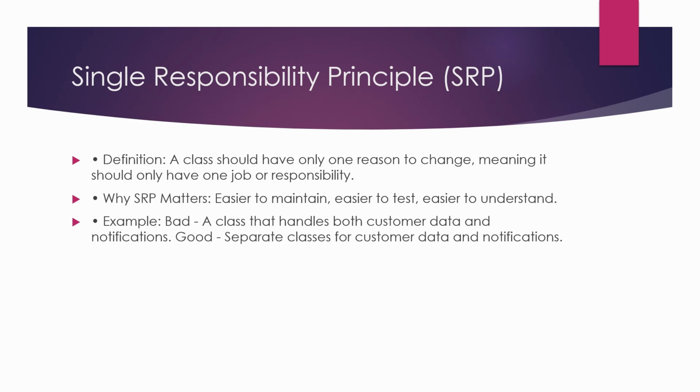Our first principle is the Single Responsibility Principle, or SRP. The key idea here is that a class should have only one reason to change. This means that a class should only have one responsibility.